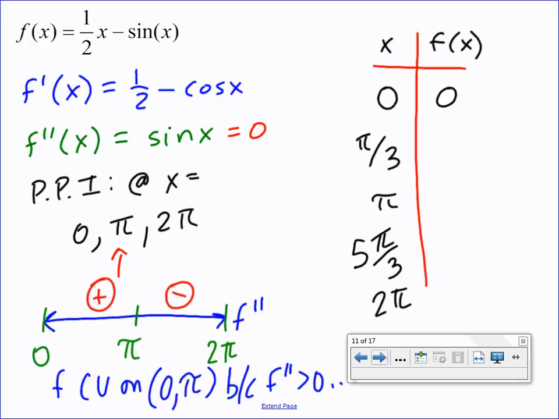All right, now you guys do the hard one. So pi over 3 times 1/2 would be pi over 6 minus the sine at pi over 3, which is root 3 over 2. And I'm just going to leave it like that until I go to the calculator for decimal approximation. Pi, so 1/2 times pi is pi over 2 minus 0 is pi over 2. That's about 1.57.